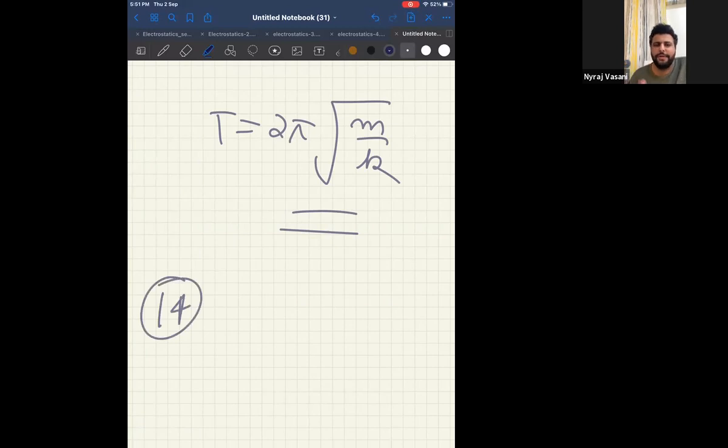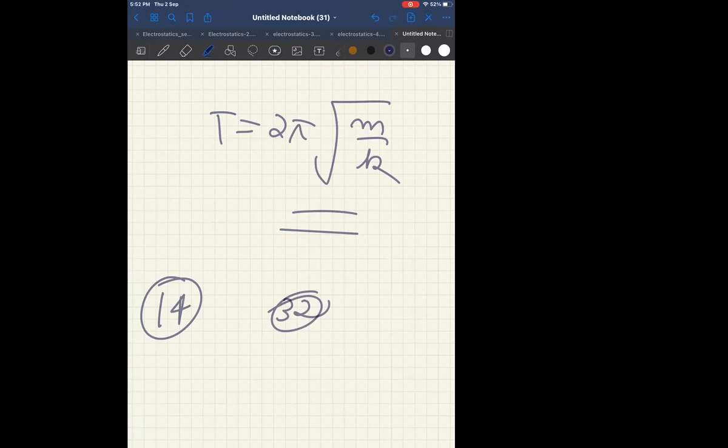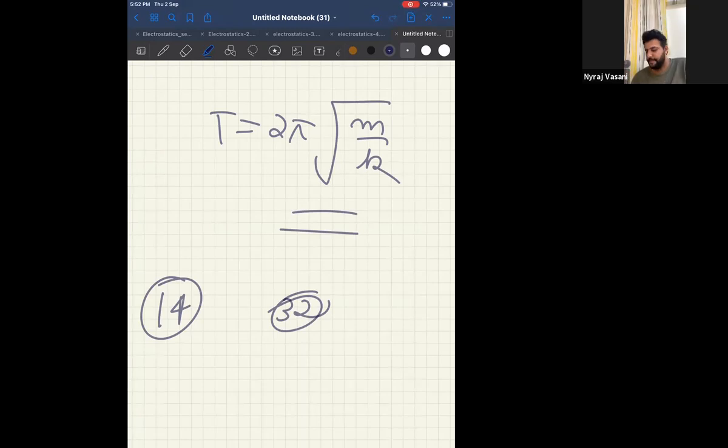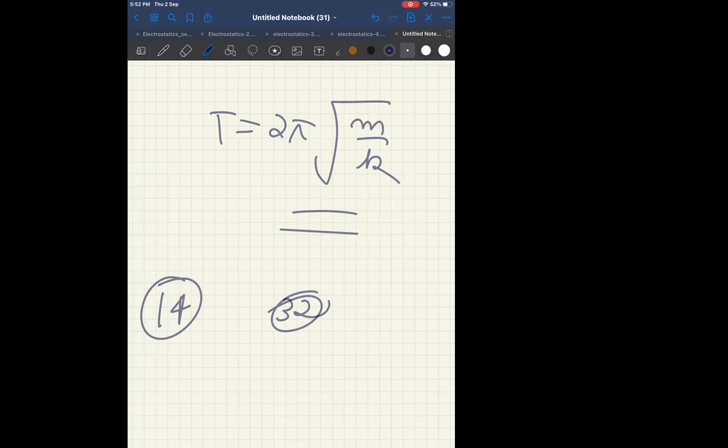Now you might be thinking, how many formulae does oscillation have? We have already studied 14. It feels like I have studied all. Don't worry, we have only 32 formulae in oscillation. So we have finished 14. Sir, just 32? 32 only. It's very simple.